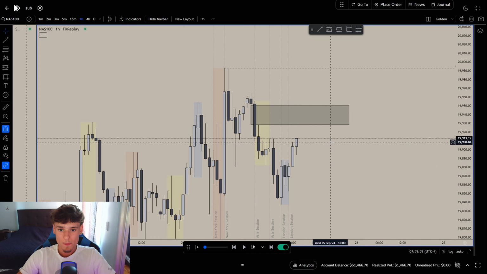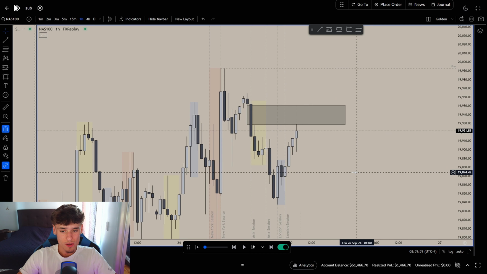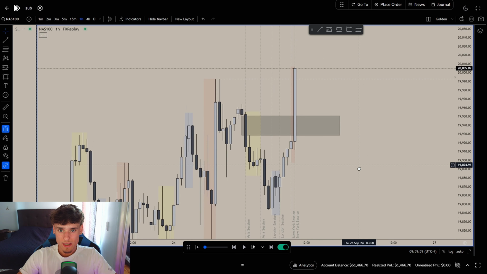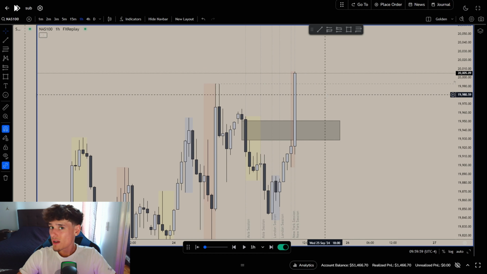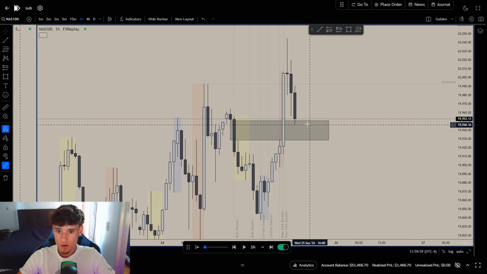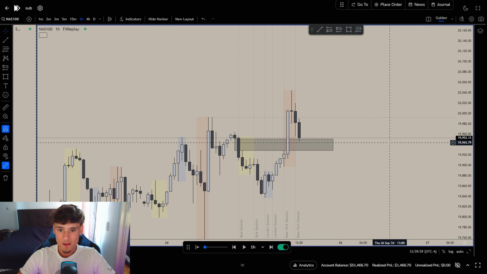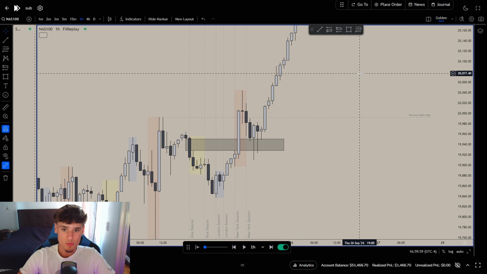Now, what do we do? Well, for an inversion fair value gap, we would wait for this break to happen. Once that break happens, then we don't enter right away. We wait for a retrace. Once that retrace happens, then right away, we continue our trend upwards.